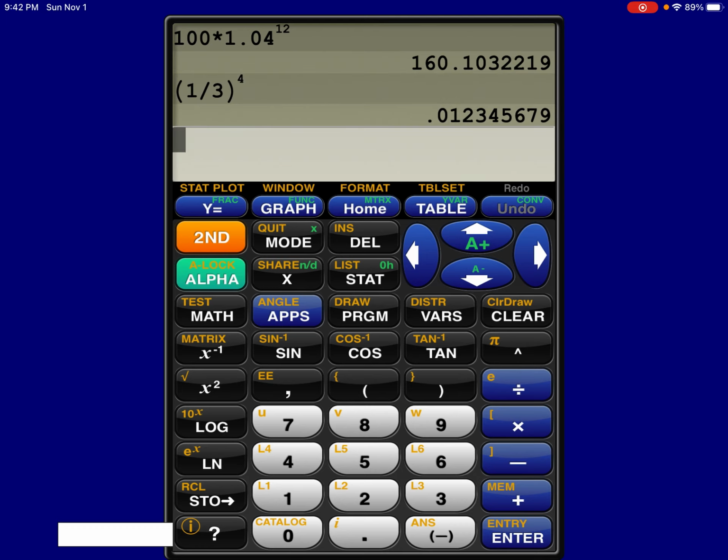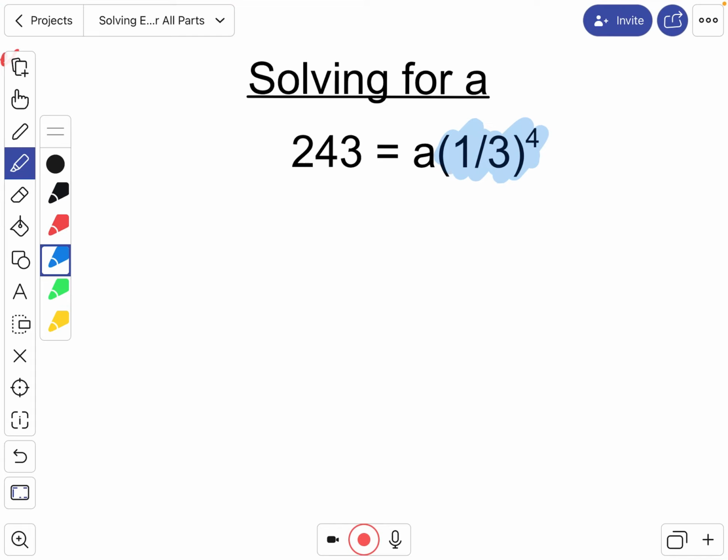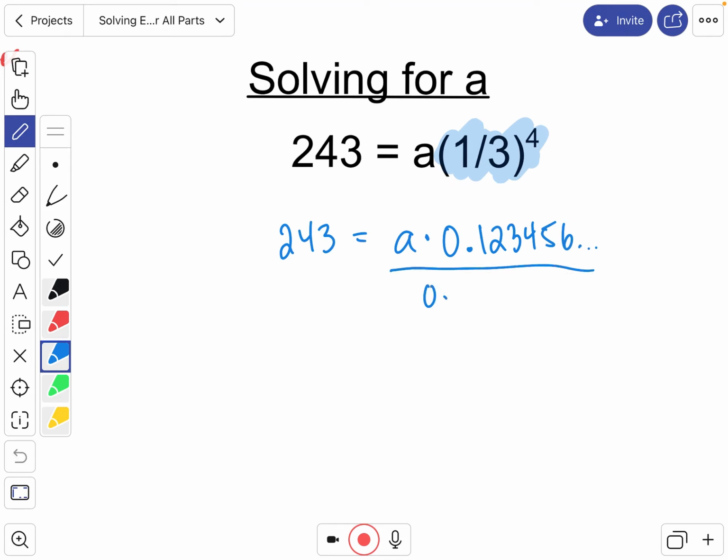So that's 0.1234567, which I'm guessing is rounded. So we get 243. Oops. Let's go to the pen. 243 equals a times 0.12345 and so on. And then I'm going to divide both sides by that.